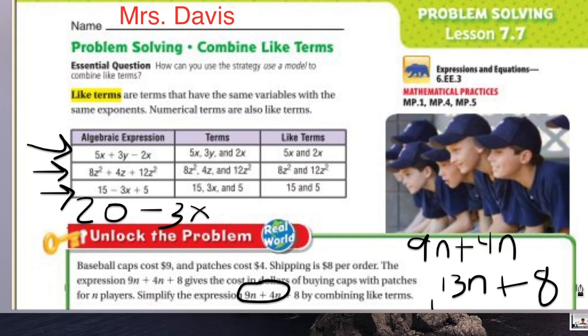So in that case, if you have 2 players, then you're paying $34 for buying baseball caps and patches, plus your $8 for shipping. So I hope you were able to understand that. I will be giving more examples so that you would have all the help you need for the problems you need to compute for combining like terms.